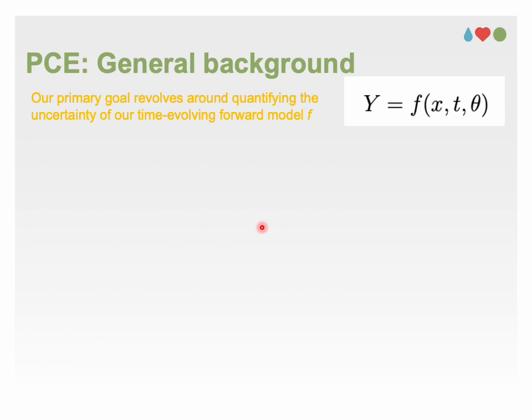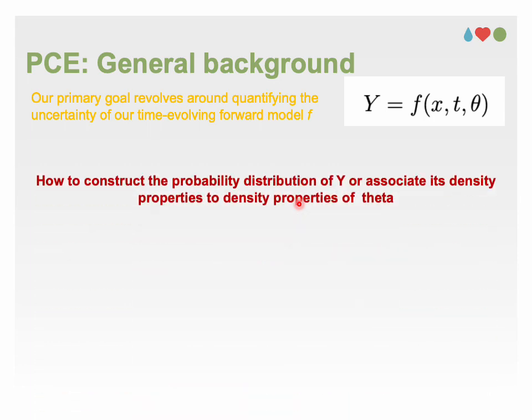Consider a straightforward one-dimensional scenario involving spatial dimension x and time dimension t. We aim to quantify the uncertainty propagation in our forward model f, that is a function of time, space and uncertain parameter theta. The key question is how to bridge between the distribution of model response capital Y to the distribution of uncertain parameter theta.